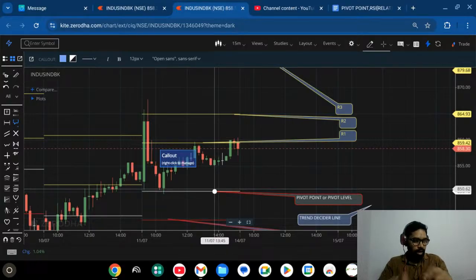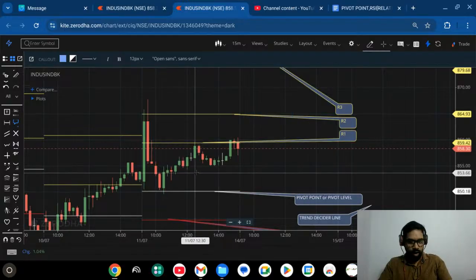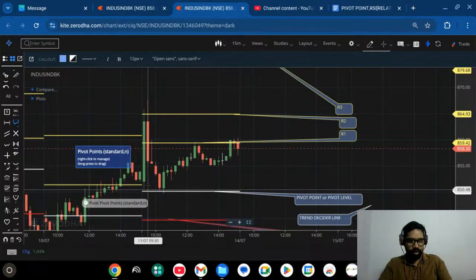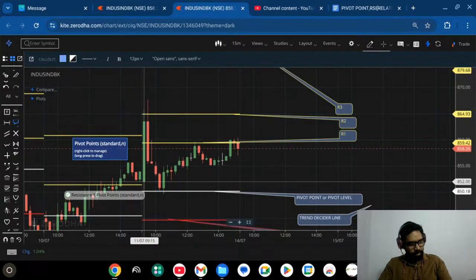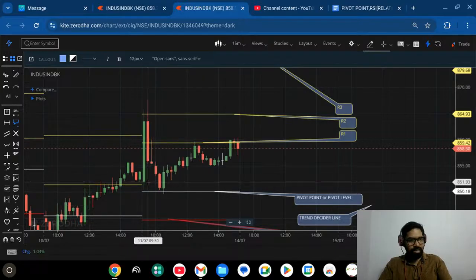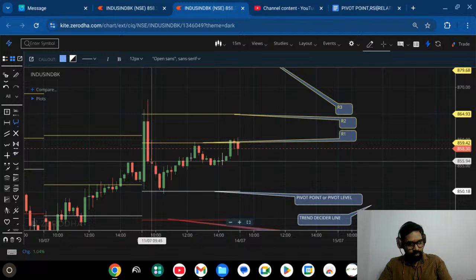Now in this scenario, on the 11th of July, what is it showing when the market opens at around 9:15 a.m.? The current market price was above the pivot point and it sustained above the pivot point for 15 minutes, and this indicated that the trend is a buy trend.